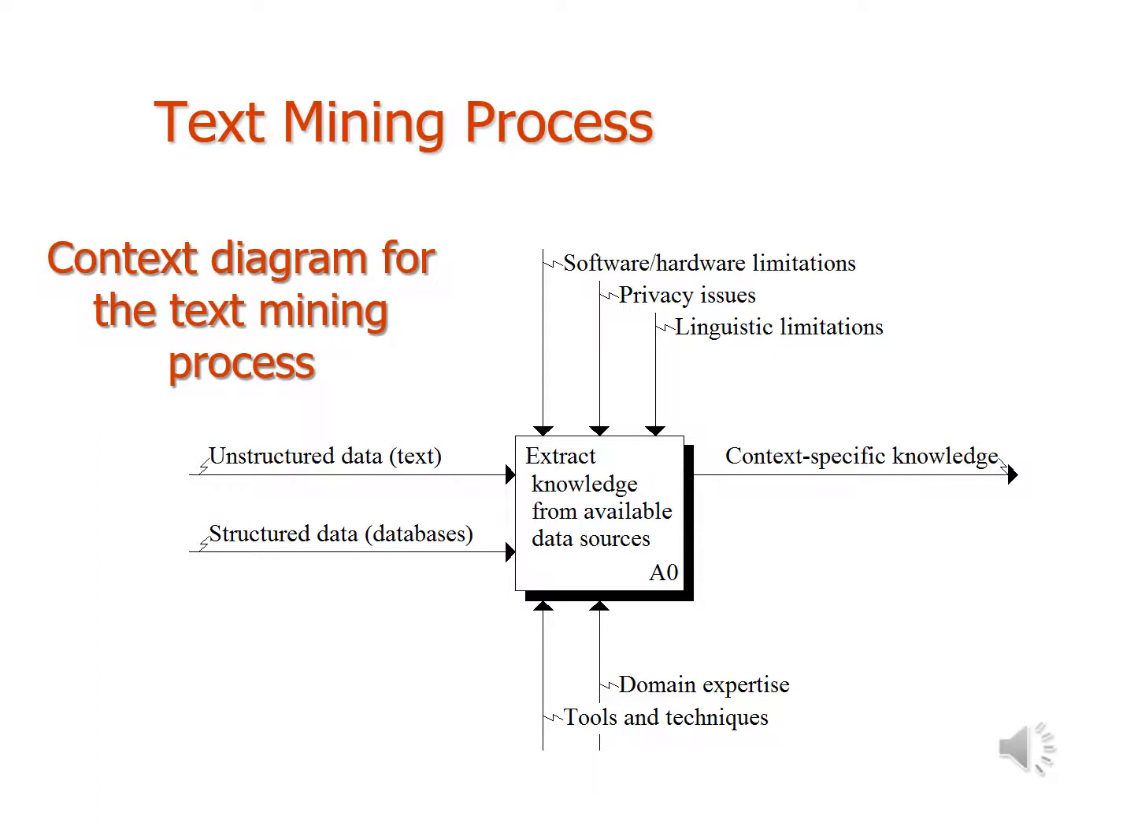At the top, we have other inputs that impact the process of extracting knowledge, and that is software and hardware limitations. Keep in mind that if you're working on a PC, you're probably not going to be able to process 10,000 documents. So you need to work on a much larger server and be able to get access to that. And those limitations can be pretty limiting. And then privacy issues. What are the implications of extracting information from potentially confidential sources? And how do we make sure that those confidential sources are protected?